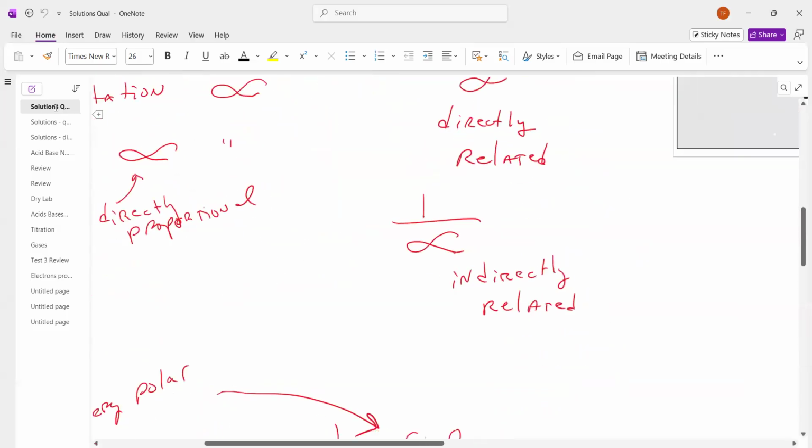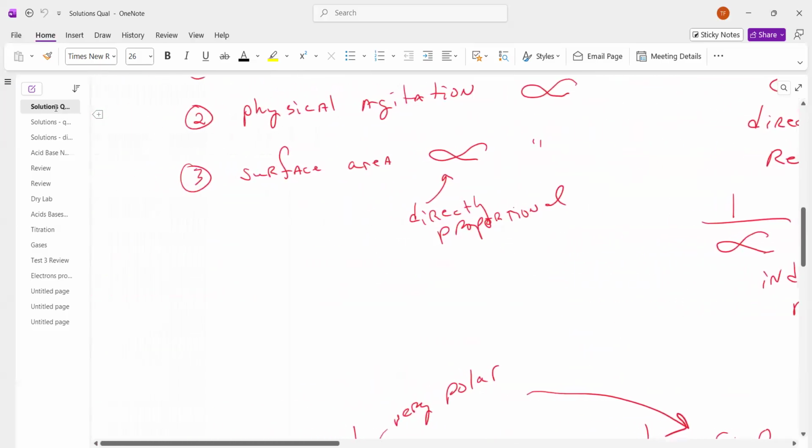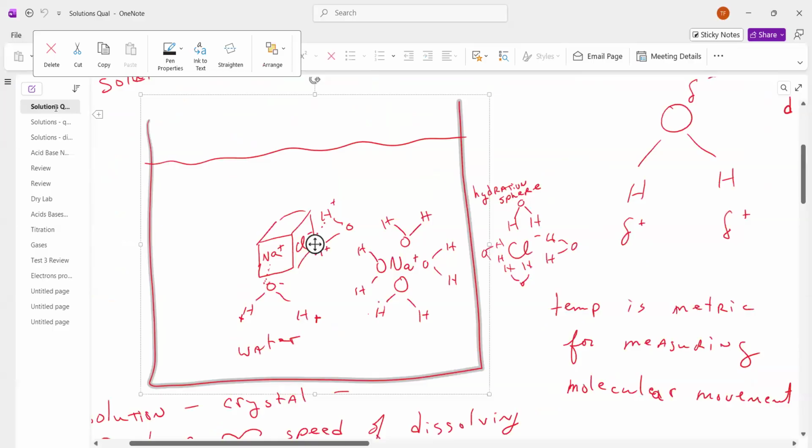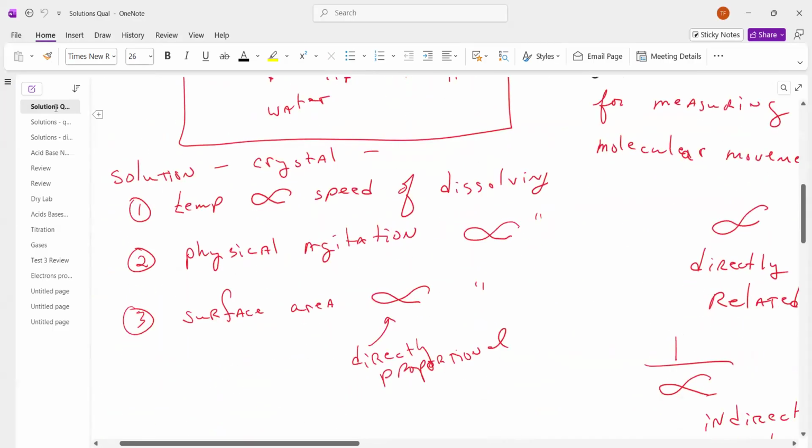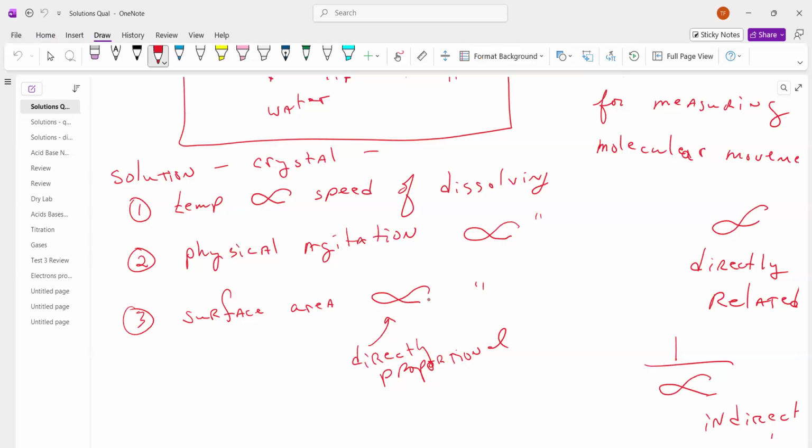So we can say that mathematically, like this here, number one, temperature is directly proportional to the speed of dissolving. That little infinity sign on its side means directly proportional. It's important to not connect the right side there.